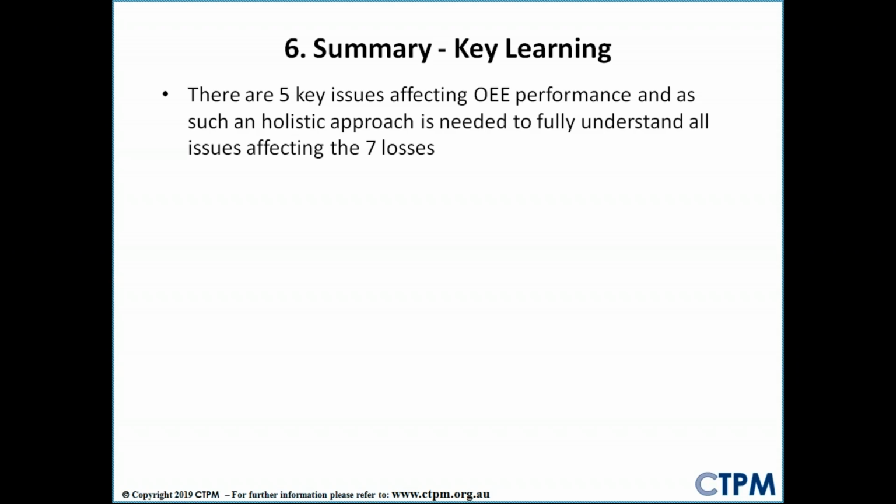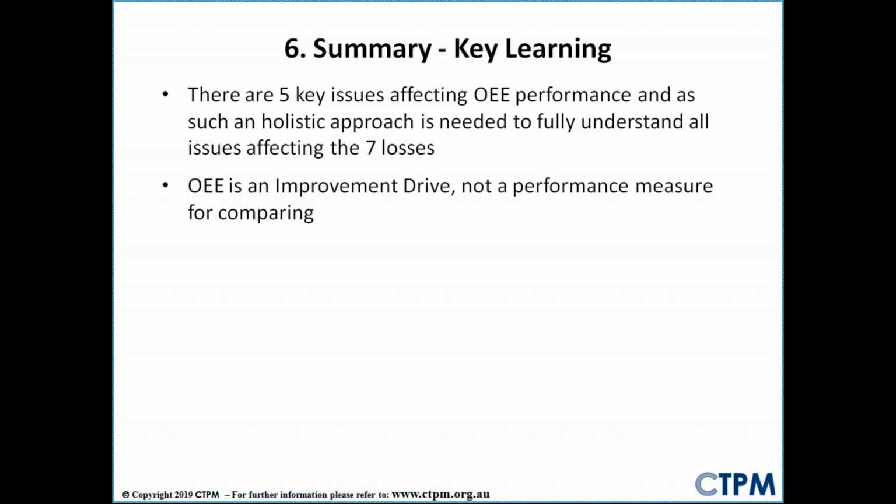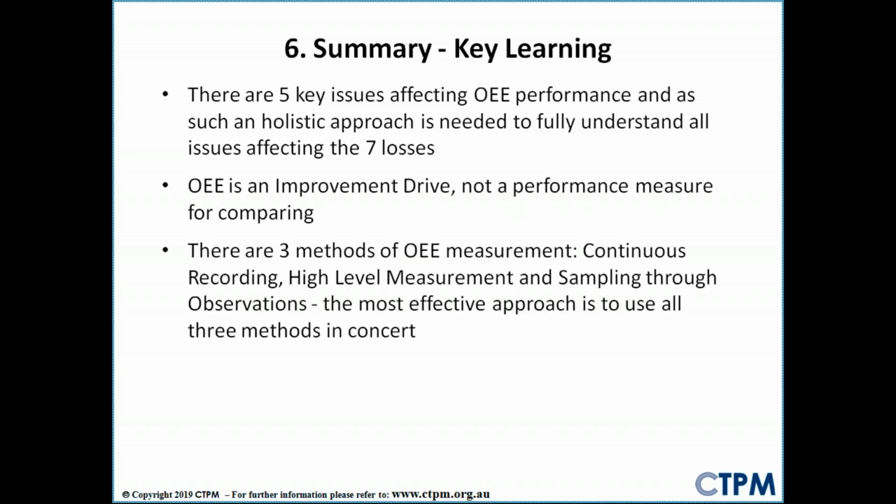So just to summarize what we've covered so far today, there are 5 key issues affecting OEE performance, and as such, a holistic approach is needed to fully understand all issues affecting the 7 losses. OEE is an improvement driver, not a performance measure for comparing. It's about looking at the line and how we make the area of the line work better, not to compare lines. We need to remind ourselves of that one.